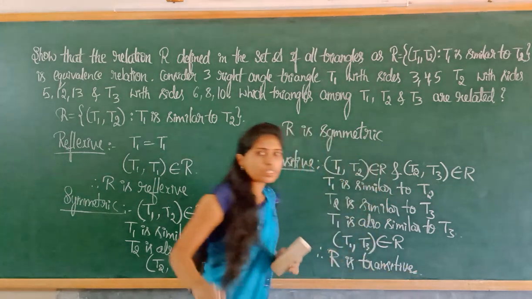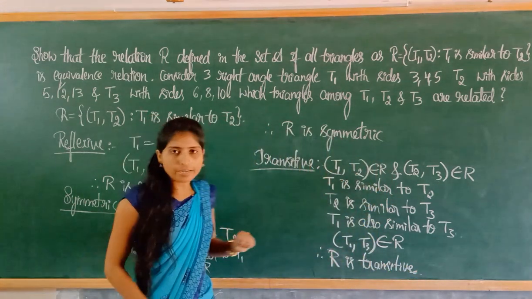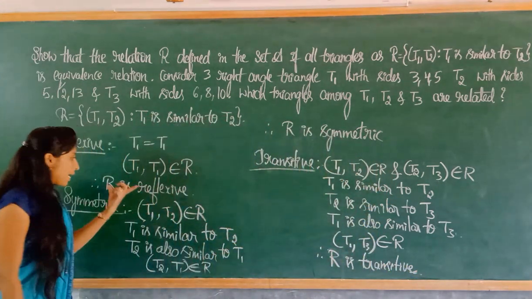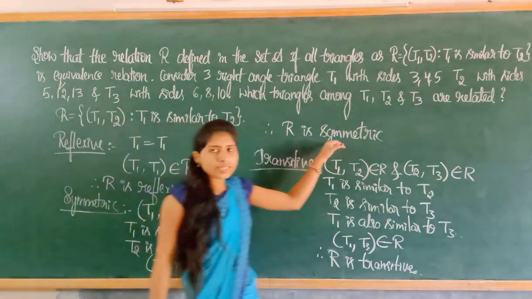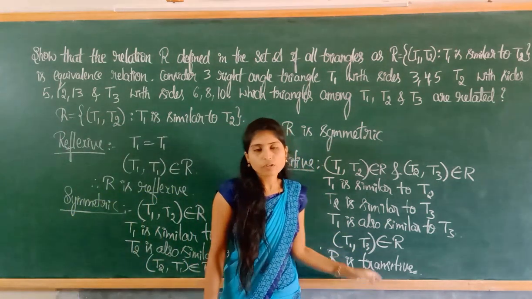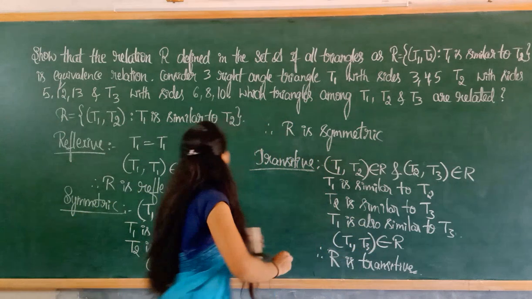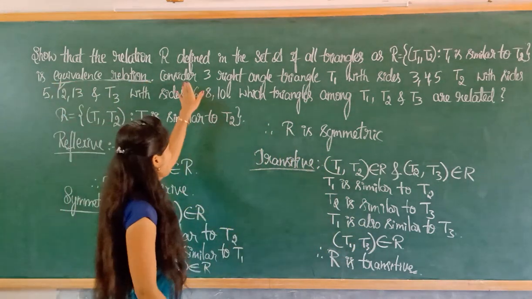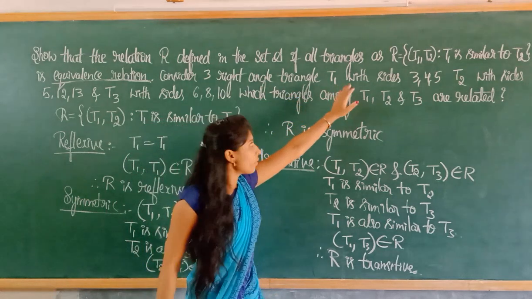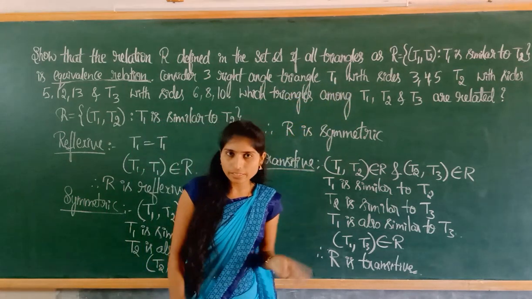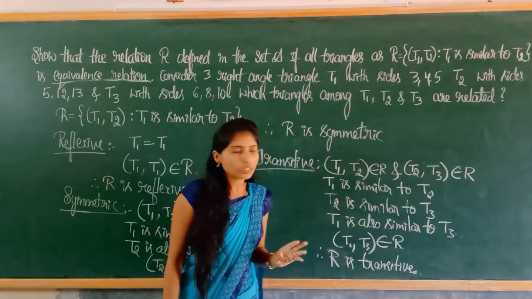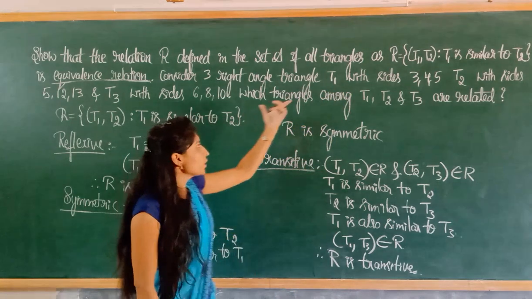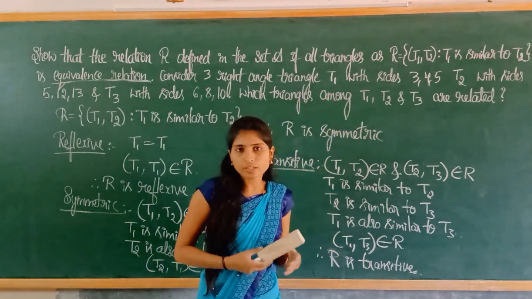Therefore, the given relation is an equivalence relation. We have proved R is reflexive, R is symmetric, and R is transitive. Therefore, it is an equivalence relation. Now we have to consider the three triangles given along with their dimensions and check which triangles are related to one another.